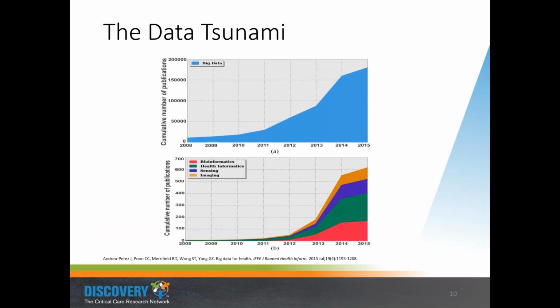Now, why are we talking about using observational data? Because all around us, the capacity to unlock large-scale data is growing tremendously. And these two figures show not only a growth in the number of publications in which big data is noted here on top in blue, but also the cumulative number of publications which focus on data-intensive applications, whether those are bioinformatics, other types of health informatics, sensing, and also imaging.